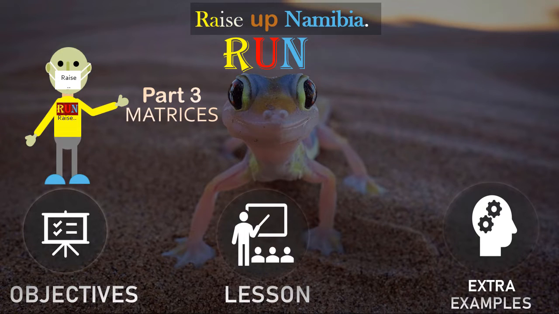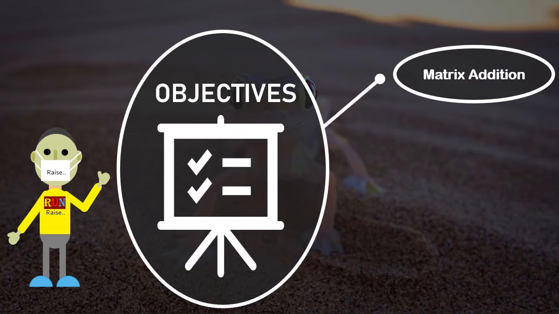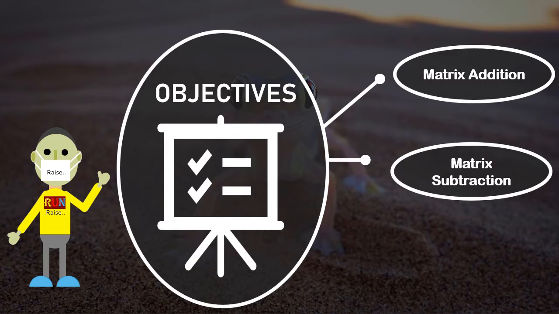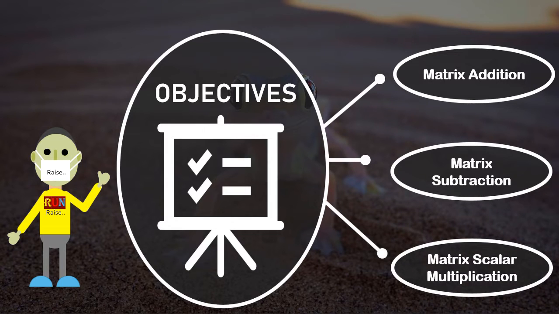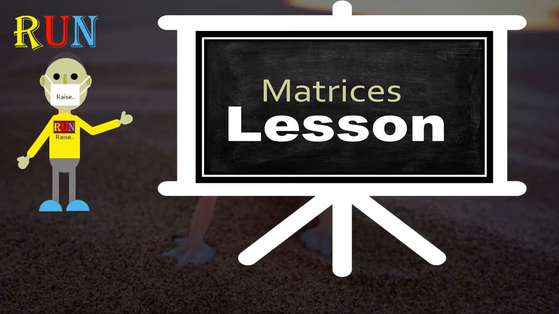Now down below, we have the objectives, the lesson, and extra examples. Without further ado, let's dive into the objectives. For this particular tutorial, we're going to be looking at matrix addition, matrix subtraction, and matrix scalar multiplication. Now that we are done with the objectives, let's take a look at the lesson. So get your pens and your notebooks ready.